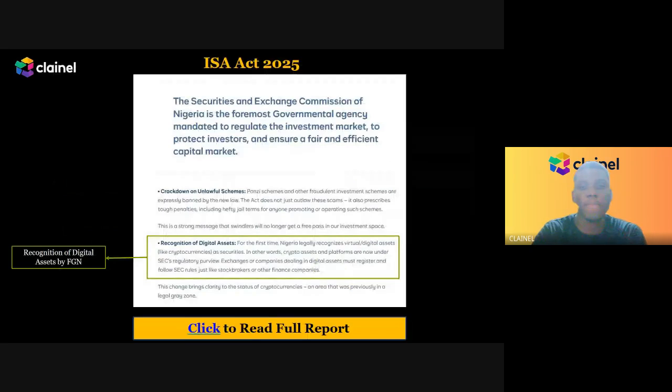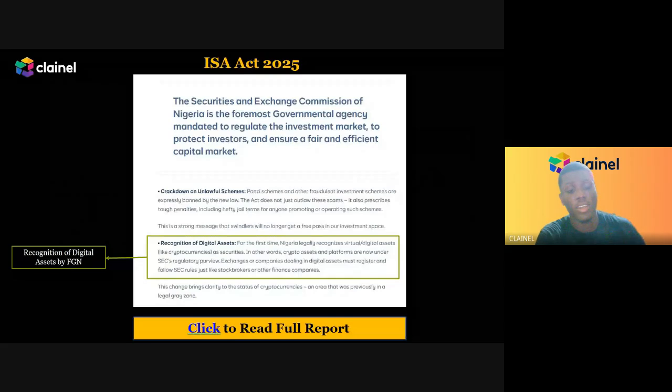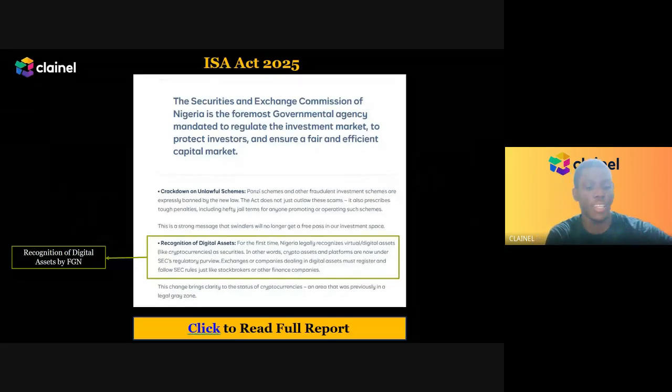So the ISA Act 2025 was enacted in March 2025. This act was last reviewed in 2007, but now the new act has been reviewed again in March 2025. And what this whole act says is it recognizes cryptocurrency as a security. And what does that mean? That means cryptocurrency is now legally recognized in Nigeria.